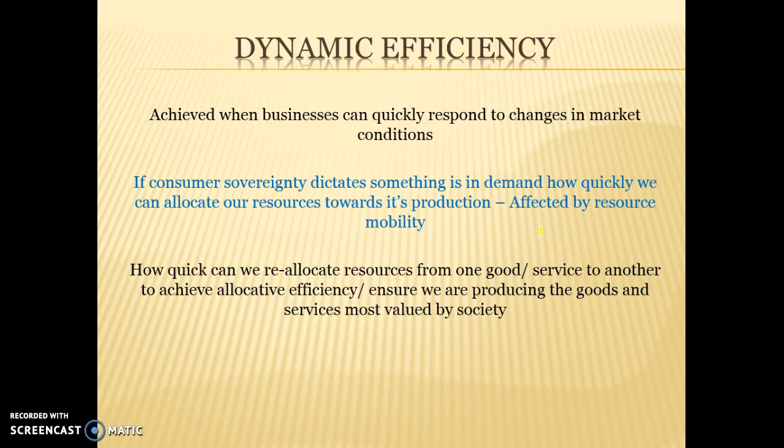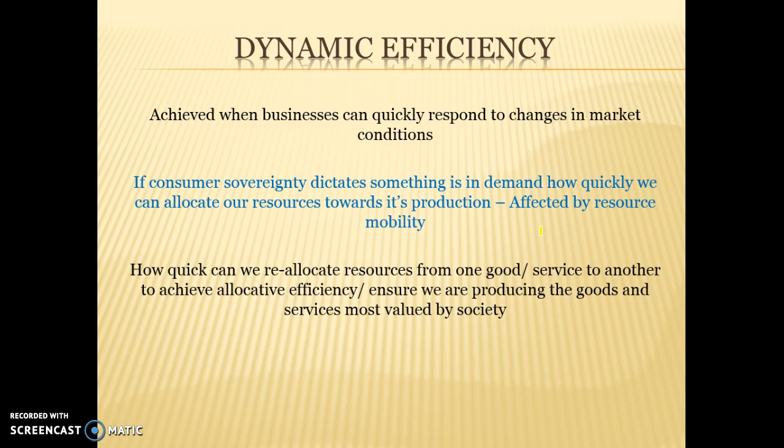And then we have dynamic efficiency, and dynamic efficiency is probably the hardest to get your head around, but it is achieved when businesses can quickly respond to changes in market conditions. So it's all about how quickly producers can shift resources into areas that are in demand based on changes in consumer sovereignty or what society wants. So if consumer sovereignty dictates that something is in high demand, how quickly can we allocate resources to that area? How quickly can we get land, labour and capital resources to ensure that we're making that good or service?